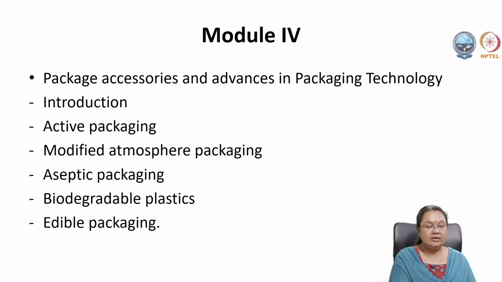and we see that the product shelf life can be extended. Similarly, aseptic packaging is more similar to the canning process or the canning packaging system, where again it is to see that the product remains protected from microorganisms with extended shelf life, and again the nutrients are well preserved and protected. And the biodegradable plastics and edible packaging systems are coming up.